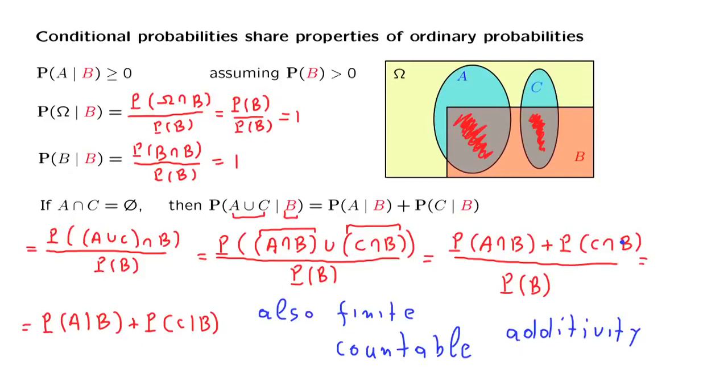This actually has a very important implication. Since conditional probabilities satisfy all of the probability axioms, any formula or theorem that we ever derive for ordinary probabilities will remain true for conditional probabilities as well.